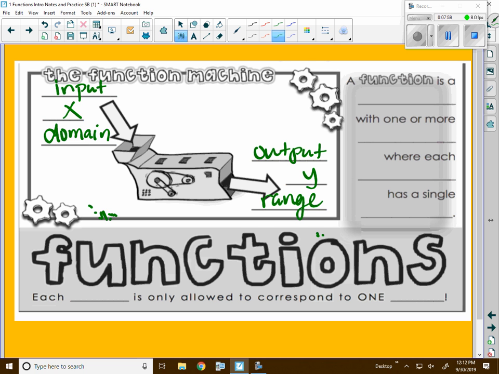A function is a relation I've already given you this definition for, with one or more variables, so it can have X and Y, where each X has a single Y, or each input has a single output. You can say that a bunch of different ways, but we'll just use X and Y because it's the easiest way. So again, each X goes to only one Y. I wish that was the last time I was going to say that, but it's not.